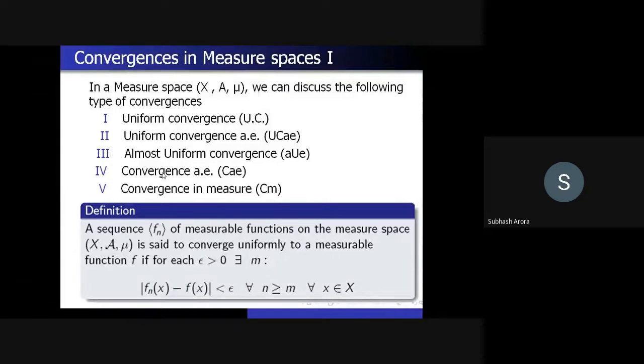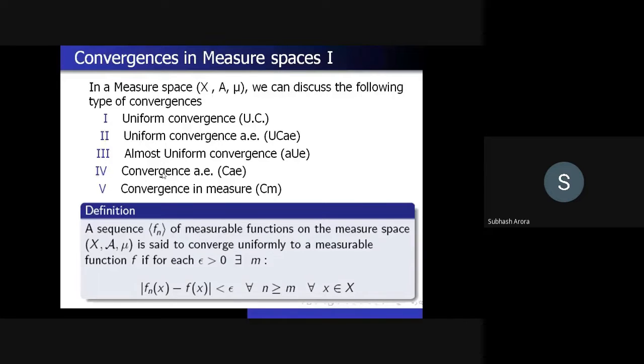Mu is a measure. What is a measure? It is a non-negative extended real valued function defined for each A belonging to the sigma algebra, such that mu of the empty set is equal to 0, and mu is countably additive, in the sense that mu of the union of An is equal to the sum of mu of An, if An intersection Am is empty for n not equal to m. This is called the measure. And this triad X, A, mu is called a measure space.